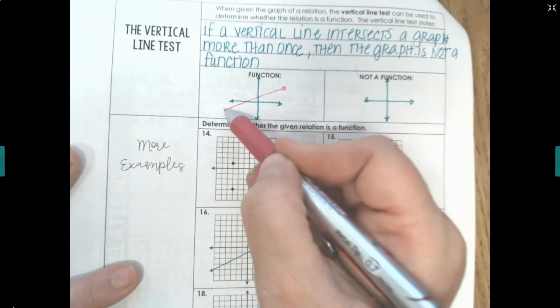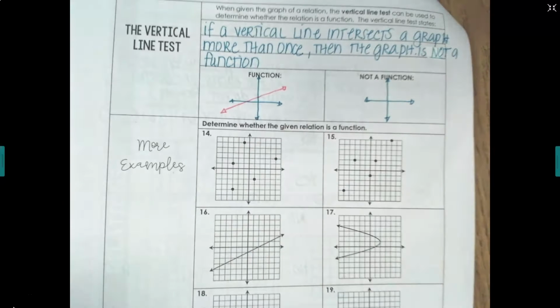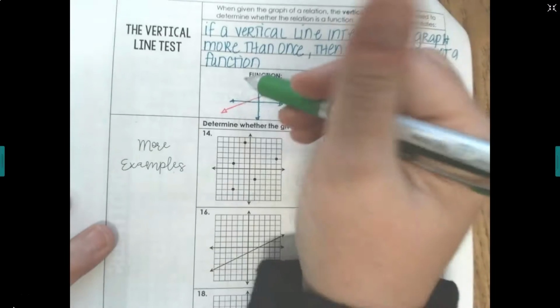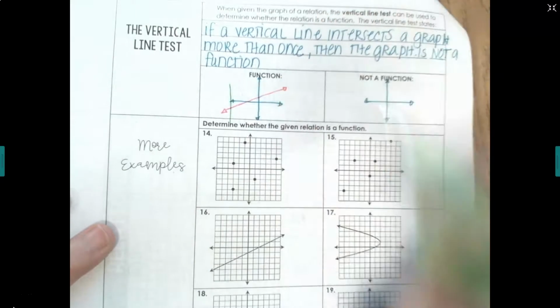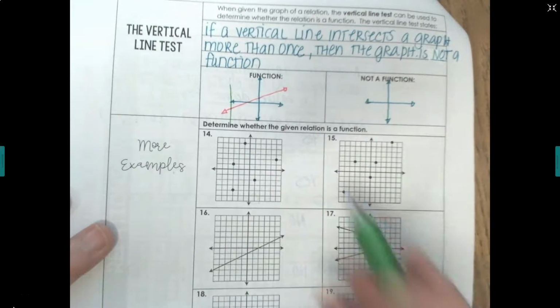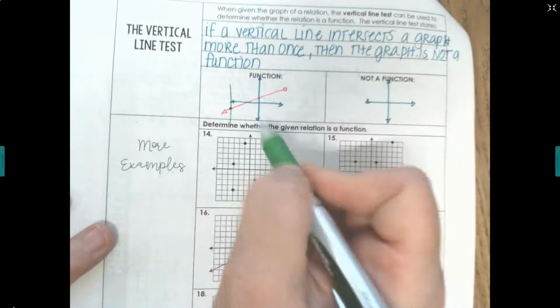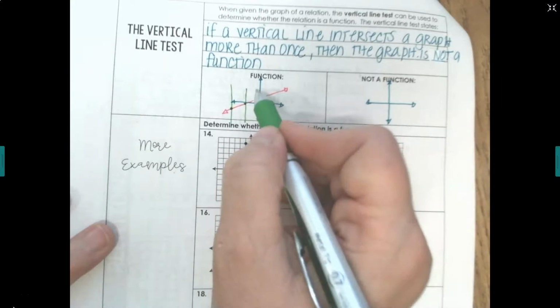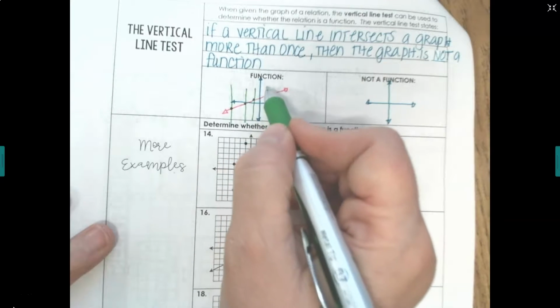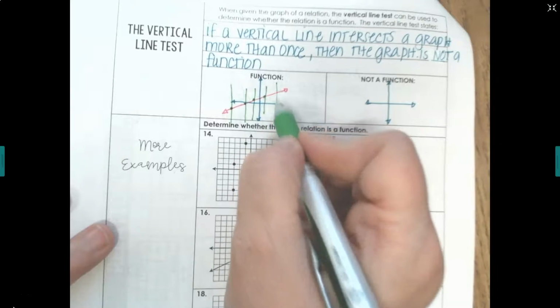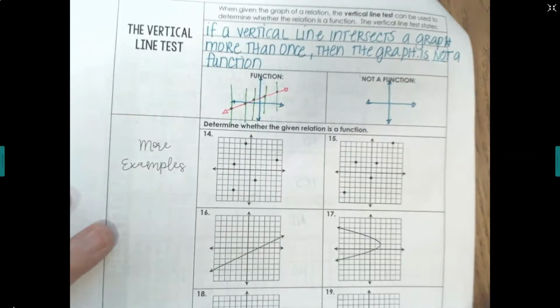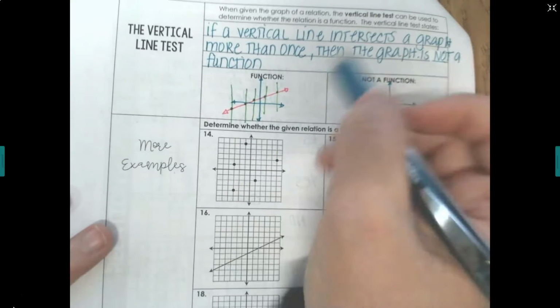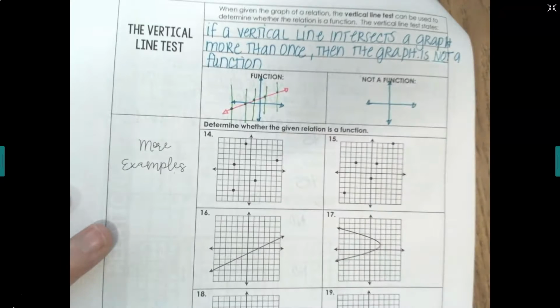So I'm going to give us a line here, and we're going to determine if that line is a function. So I'm just going to draw a vertical line straight up and down. How many times does it cross the pink graph? It only crosses the pink graph once. If I draw it again, it only crosses the pink graph once. Every time I draw a vertical line, it's only crossing the pink graph one time. That means that this is a function, okay?